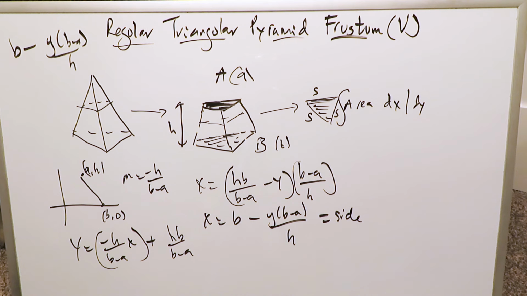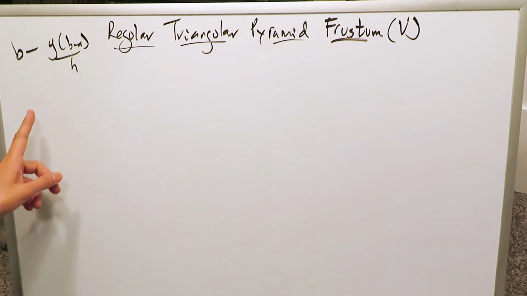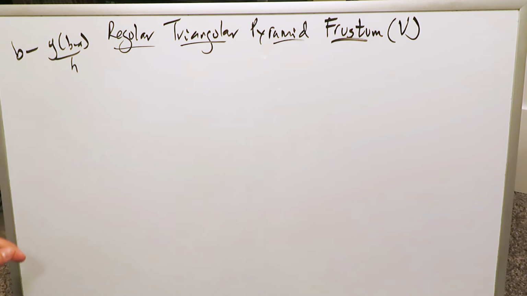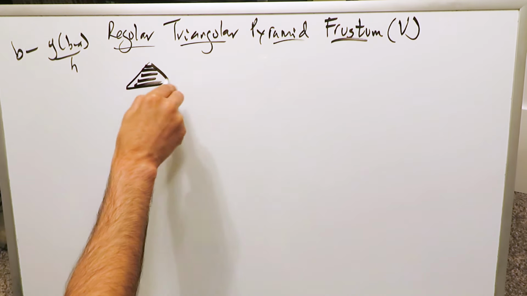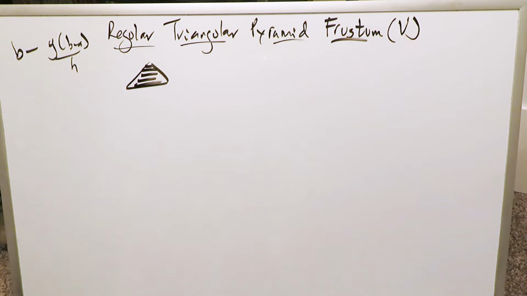Now we have to actually do the hard work. With this equation, x equals all of that, which I also mentioned previously, it's equal to s, the side of each of those triangles. How do we use it? We use it to determine the area of the cross-sectional slice, which we'll integrate for your volume determination.